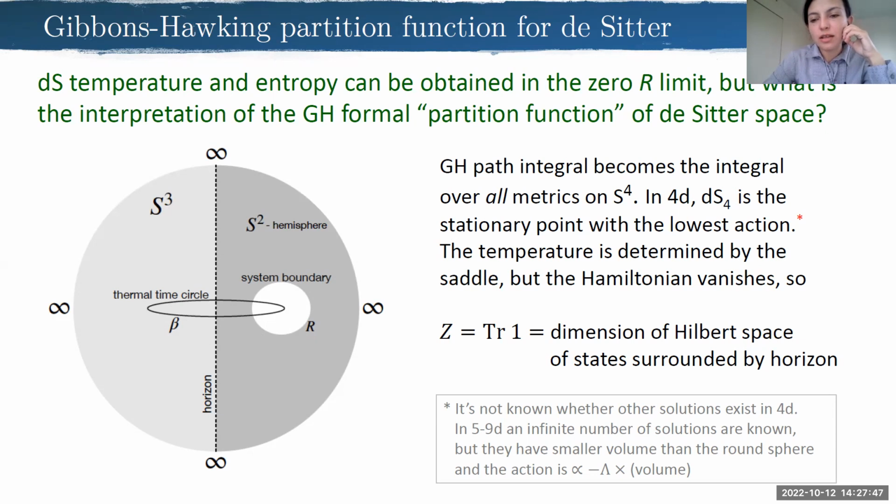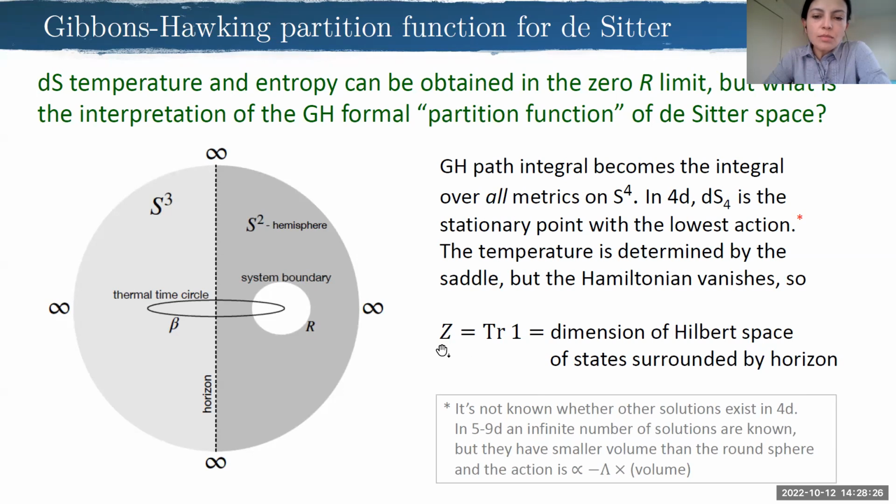In the four-dimensional case, four-dimensional de Sitter space is the only known stationary point, and that has the lowest action. The temperature, because there is no connection left to the system boundary since we have shrunken the system boundary to zero size, is determined by the saddle point or the stationary point, which is de Sitter space. But the point is that in this limit, when the system boundary shrinks to zero, the Hamiltonian vanishes.